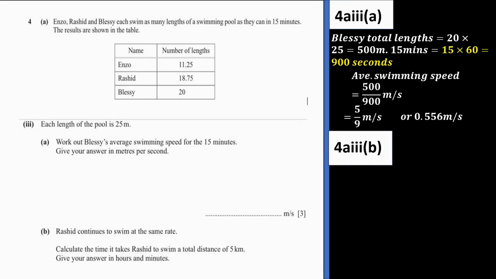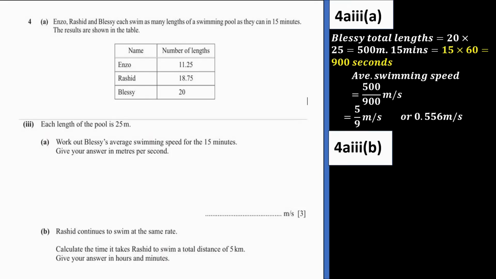Hope that is clear. We move on to the B part. It says Rashid continues to swim at the same rate. Calculate the time it takes Rashid to swim a total distance of 5 kilometers.